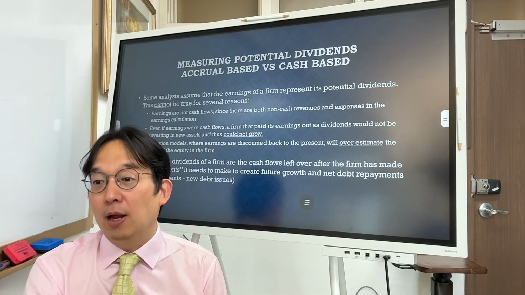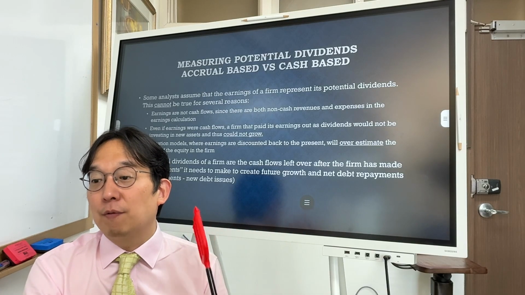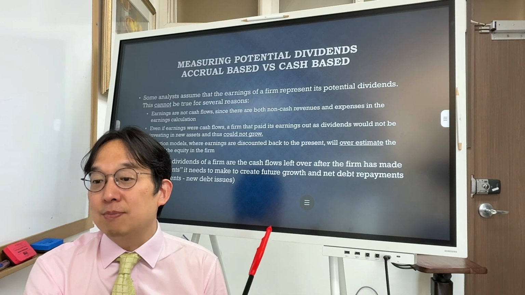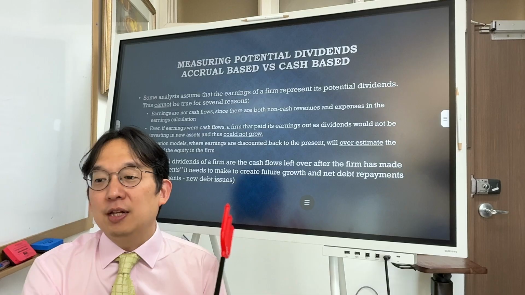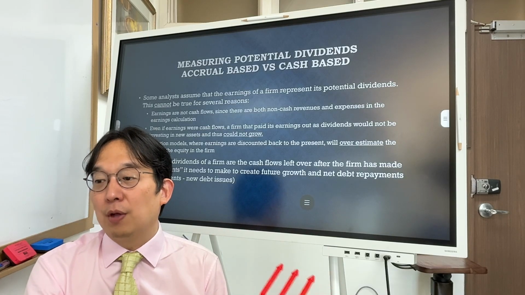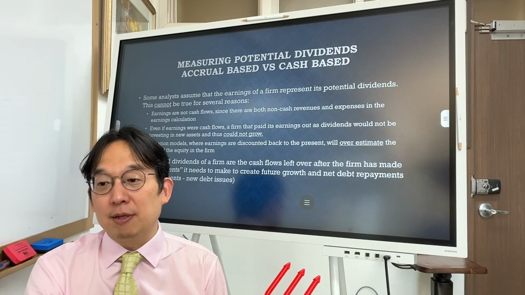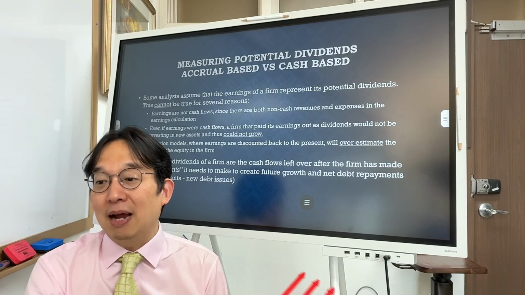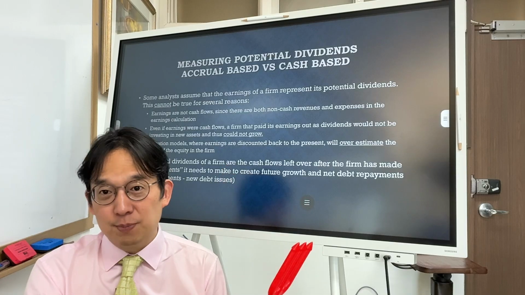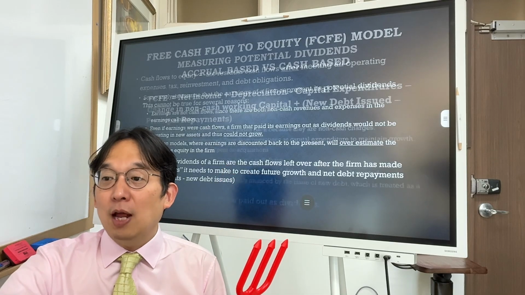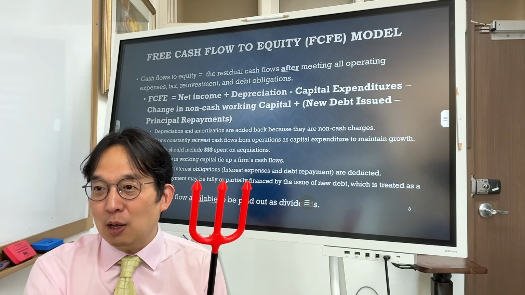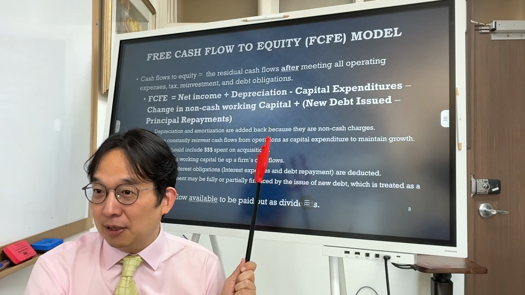So the potential dividends of a firm are the cash flows left over after the firm has made any investments it needs to make to create future growth, and net debt repayment. Debt repayment minus new debt issuances. You have to make some adjustments. So tell me about the formula. You're Korean students, I know. Let's go to the formula. Yes, the free cash flow to equity model.